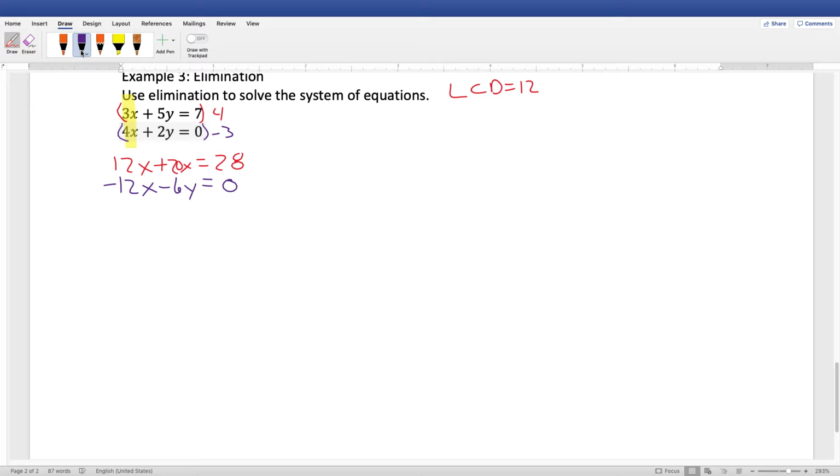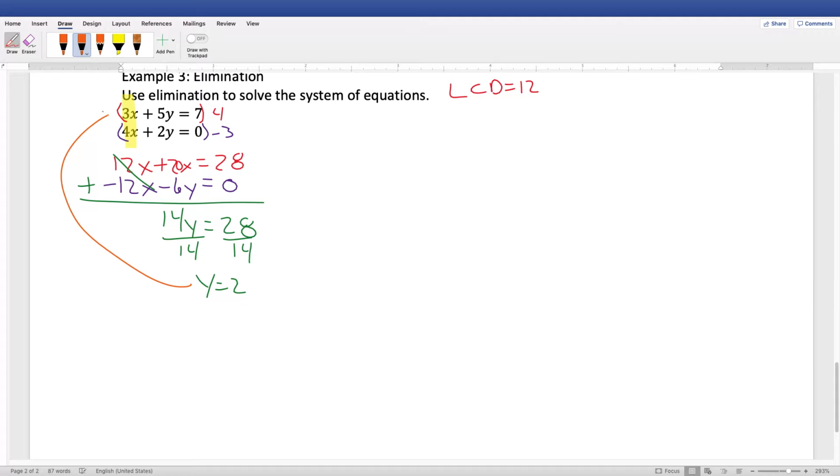Now that I have them, I have 12x and -12x. You add your two equations together. When you add your two equations together, your x's will cancel, and what you are left with is 14y is equal to 28. We are trying to isolate y, so we divide both sides by 14, and we get y is equal to 2.